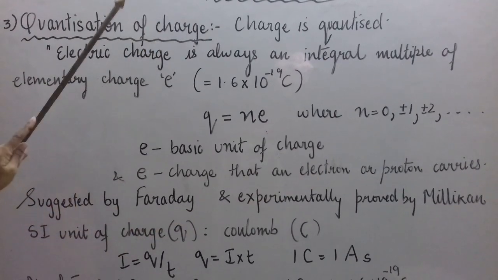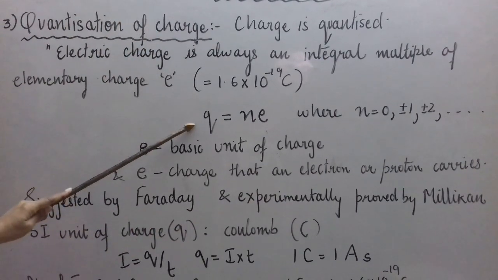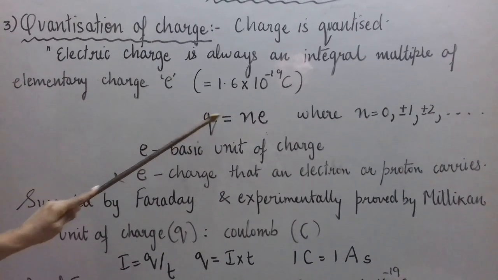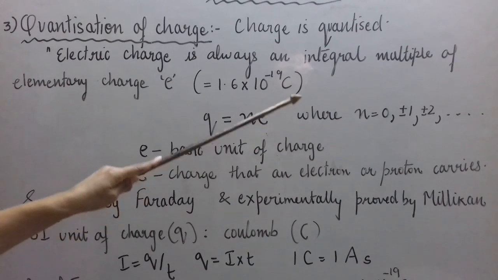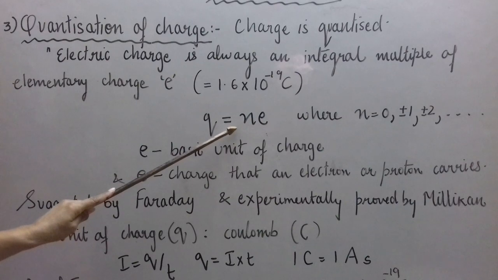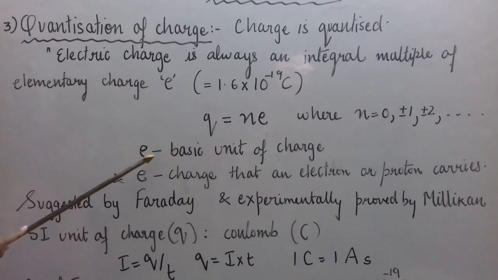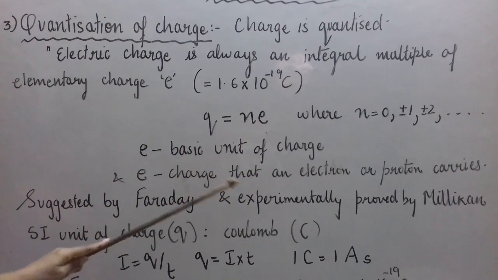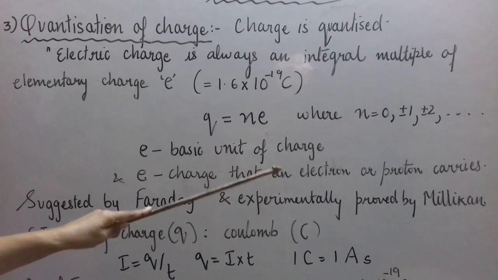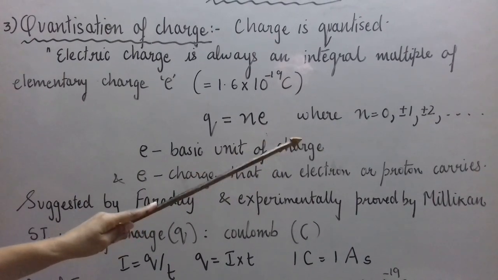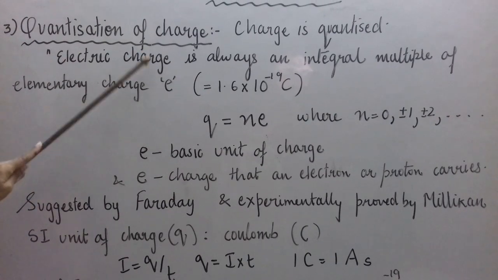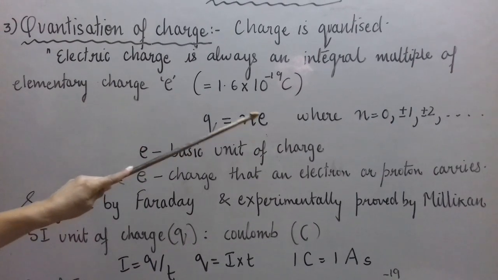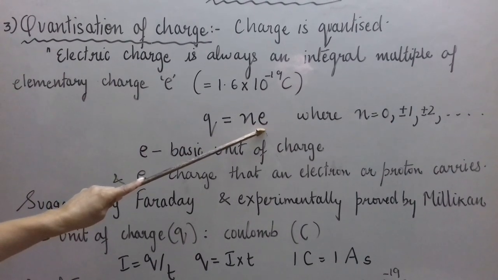So in mathematical form, we can write the quantization of charge as q equals n e, where q is the charge present on any body, n is an integer which can be 0, plus minus 1, plus minus 2 and so on. It has to be an integer. And e is the basic unit of charge, that is the charge carried by an electron or proton, because approximately we consider charges on them to be equal, but electron carries negative charge and proton carries positive charge. So I hope this is clear to you, that charge on any body is always an integral multiple of this basic unit of charge e.